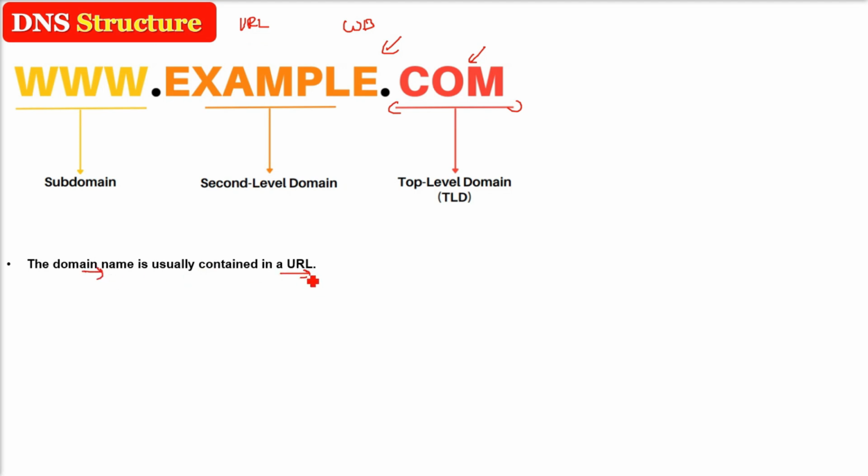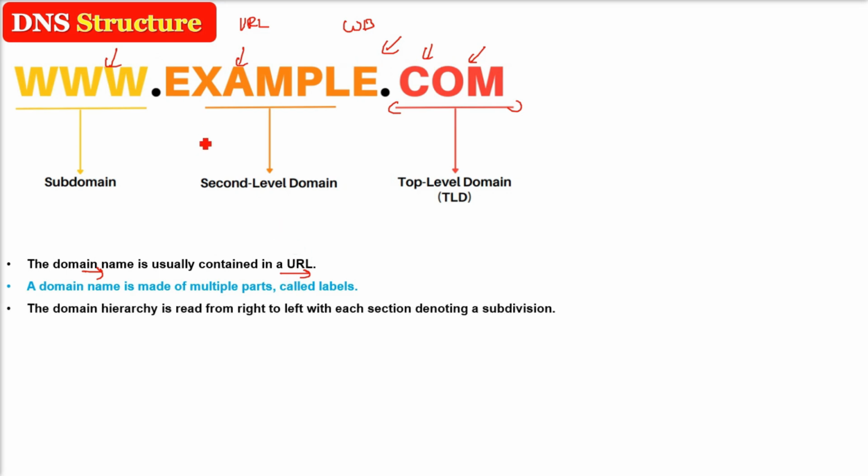In this case, if you see, .com is where? The Universal Resource Locator, whatever you type in, gives you the domain name, which is the rightmost. So the domain name is made up of multiple parts. You can call them labels. And this domain is a hierarchical structure. It is read from right to left, with each section denoting a subdivision.